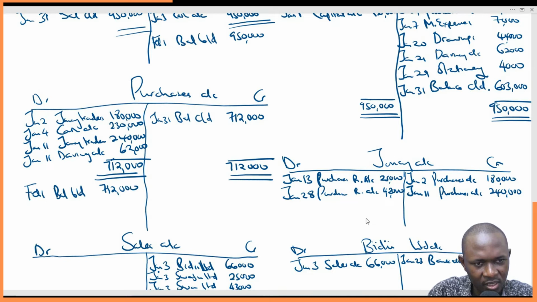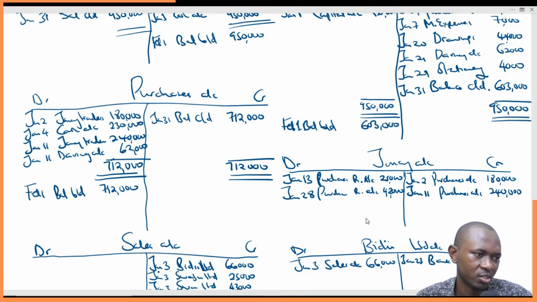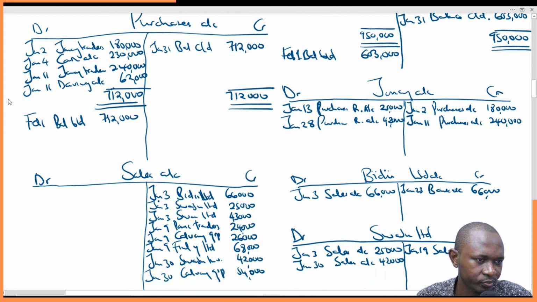712,000. That should also be the same case here, Feb 1. That is the following month, how the books would look. Balance brought down is 603,000, like that. So that's how we close the books.